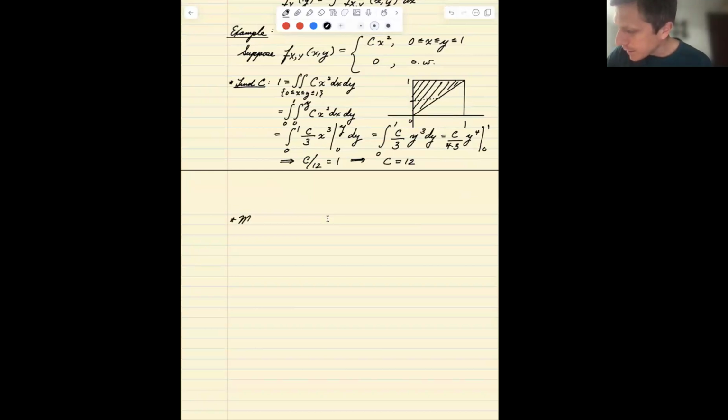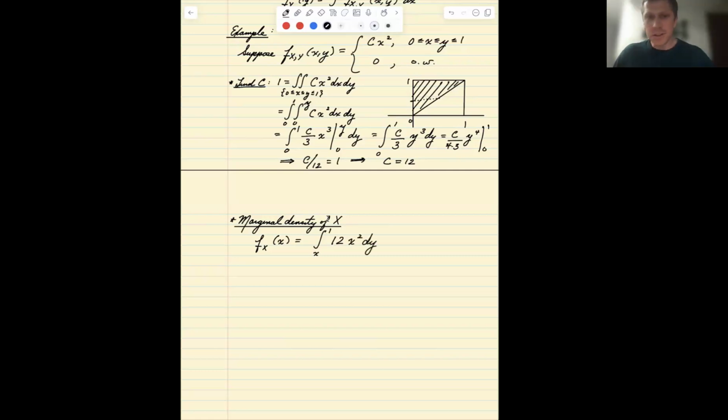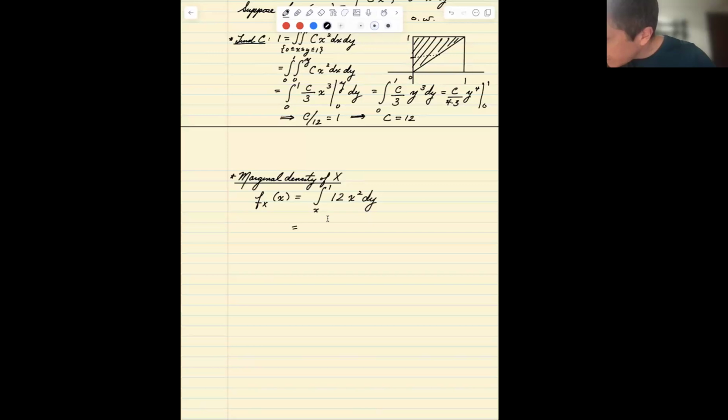And what's the marginal density of x? Marginal density of x is we have to integrate over all possible values of y for a given value of x. Well, once we fix x, we know that y has to be bigger than x. So it's the integral from x to 1 of 12x squared dy. So this is an integral with respect to y, so 12x squared is a constant. Integral of x to 1 dy. So this is 12x squared times 1 minus x.